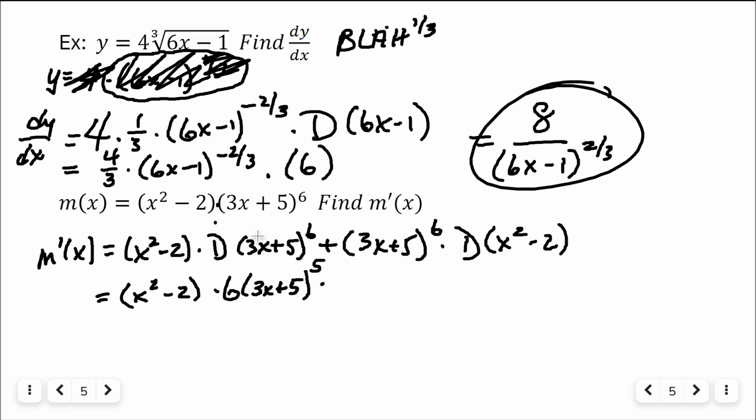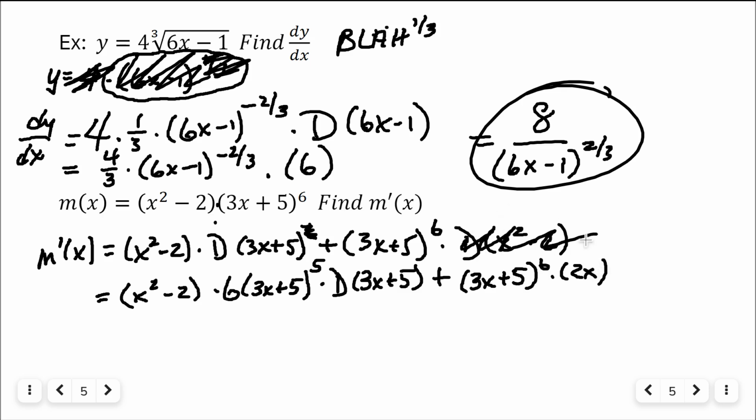Times, now we're working up here with 3x plus 5 to the 6th. We just derived the 6th power. We still have to derive 3x plus 5 next to this term being multiplied. Plus, we're coming over here now. 3x plus 5 to the 6th. The derivative of x squared minus 2 is 2x. So that was just a one-shot deal, right? There's no power up here. We just derived x squared minus 2 and got 2x. So this derivative is completely done.